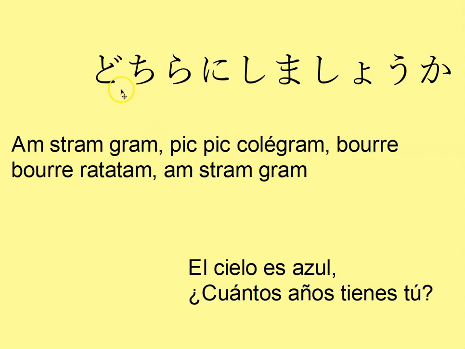So for Japanese, it's really easy. It's, which one do I choose? And since each syllable is a beat, like with haiku, right? Do, chi, da, ni, shi, ma, sho, u, ka. All right, and then the ka is whoever's it, right? For French, we've got Amstram, gram, pic, pic, cologram, bur, bur, ratatam, Amstram, gram. Okay, for Spanish, I only teach Spanish 1, so I generally use a really easy one. I mean, I told you about Paco Peco, that was really good. But, usually, El cielo es azul, ¿cuántos años tienes tú? Because I want them to know this phrase anyway. But that's really fun. That makes them feel like it's more of a game.